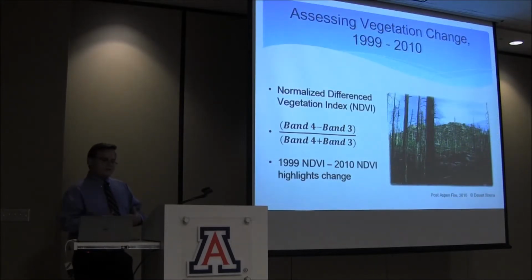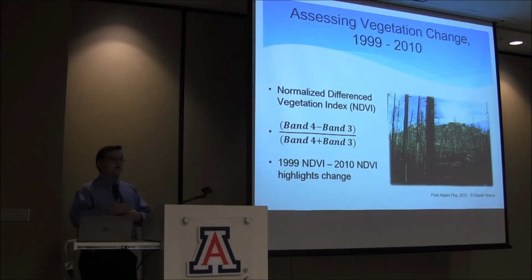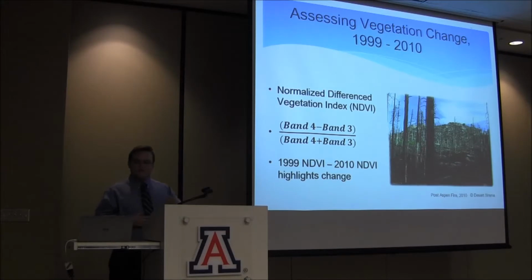So to further assess vegetation change, I decided to use the Normalized Difference Vegetation Index. Again, I'm using the years 1999 to 2010 as the data set I chose, limited this. There's no atmospherically corrected data for my study area available after 2010. This is similar to the NBR, but this is differencing the near infrared band and the red band.